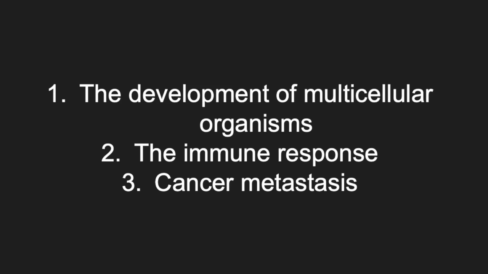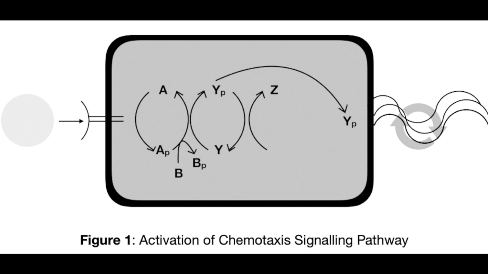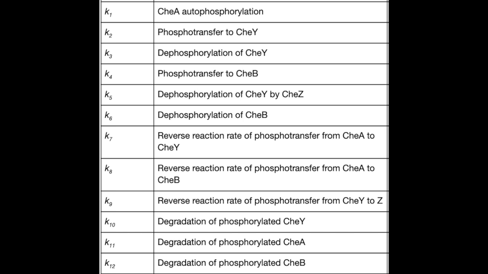cancer metastasis. By creating a model of the chemotaxis signaling pathway in E. coli, it may be better understood how the cells respond to chemical cues present in their environment. Experimenting with the different rate constants will allow for an analysis of those rates that have the greatest impact on the rate at which phosphorylated CheY turns on in the system.